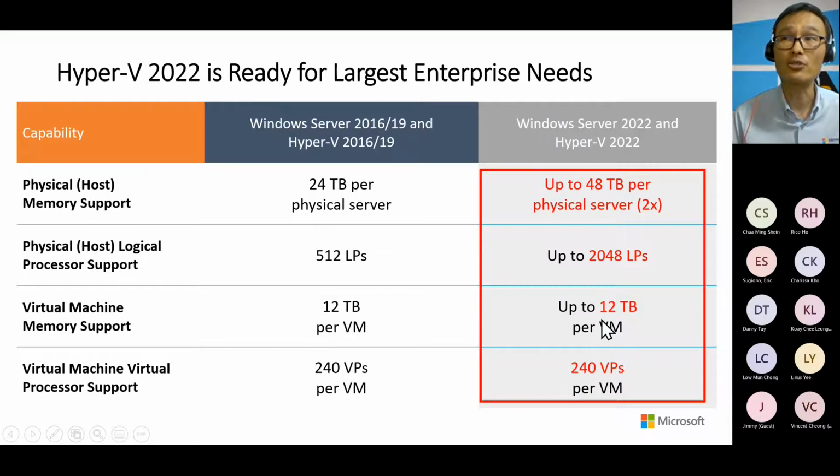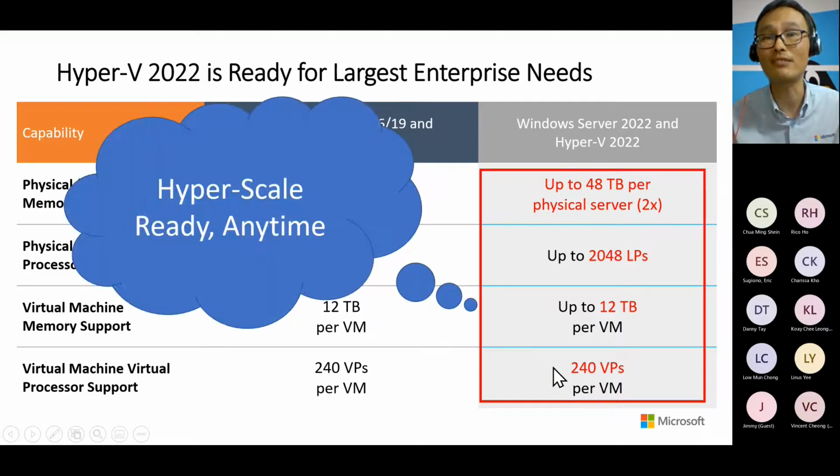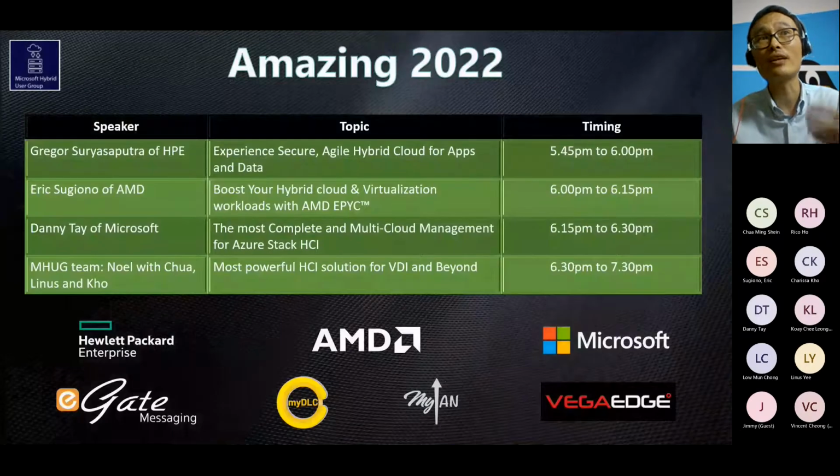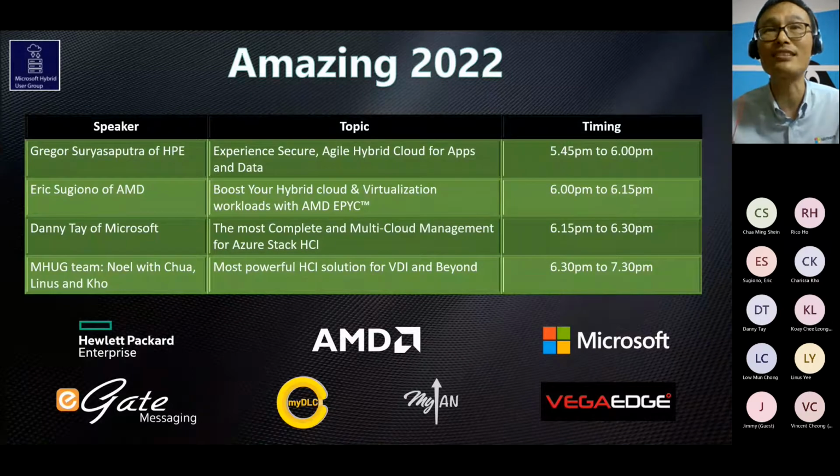And at the virtual machine level, we can go up to 12 terabytes per virtual machine and 240 virtual CPUs or virtual processors. Now, these capabilities that we are able to do in Hyper-V are also available in Azure, right? Using the infrastructure as a service capability. So this hyperscale is ready anytime if the customer has an appetite to go to that level of scalability. Right, so these capabilities are amazing. So that's why this session is important for us to get started to understand that.